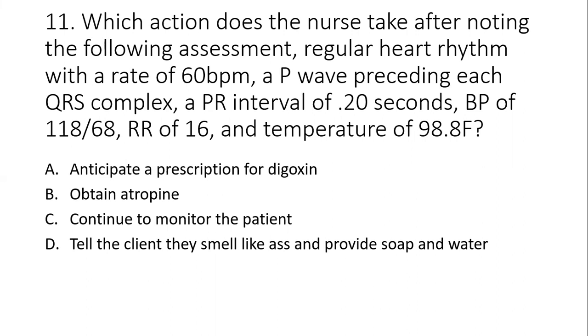Going back, our normal heart rate is 60 to 100. We want a P wave before each QRS complex. What's our normal range for our PR interval? 0.12 to 0.20, right. And then what about our QRS duration? Less than 0.12, right. And blood pressure is good, respirations are fine, and temperature's fine. So yeah, just keep an eye.